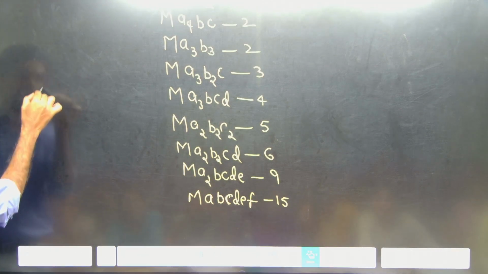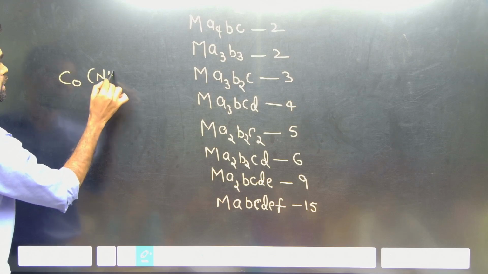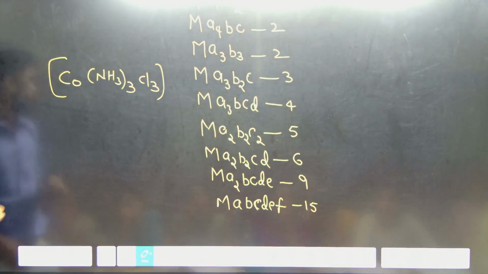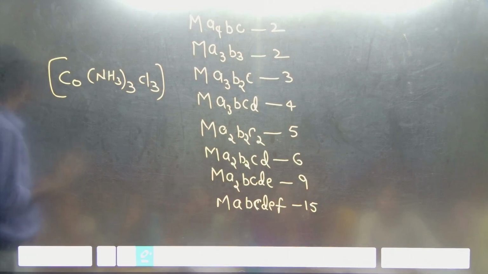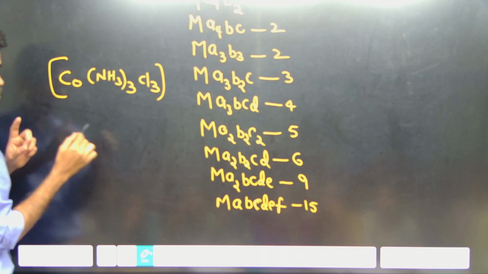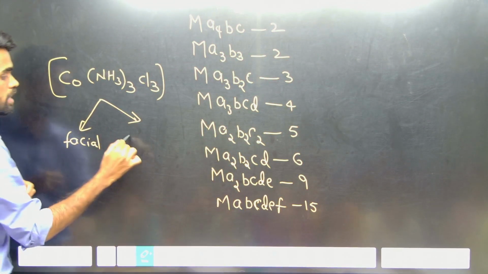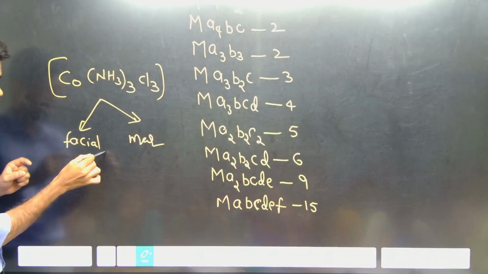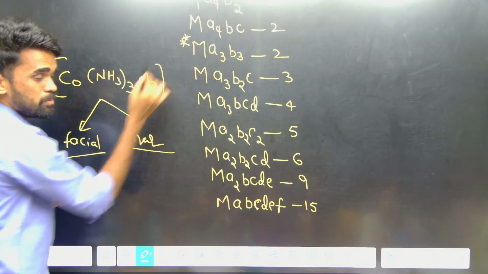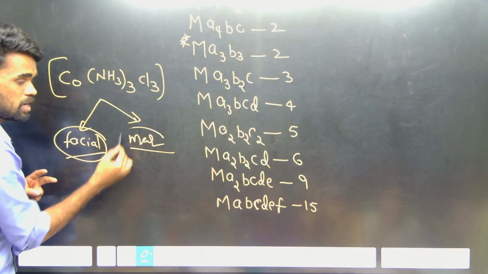See, now I am giving a complex here. Cobalt, NH3, tris, Cl3. 2. This is of which model? A3, Ma3B3. 2. So the 2 isomers are called facial isomer and meridional isomer. What are the 2 things? One is facial. Why I am saying this particularly means it is important. Ma3B3, how many are there? 2. First one is called facial, another one is called meridional.